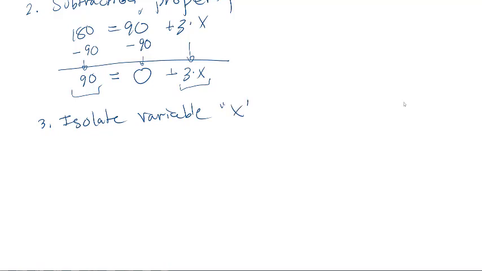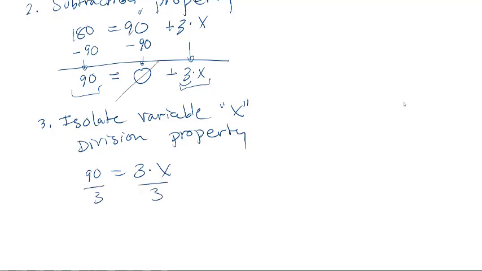In order to do that, we will need now to use the inverse operation to 3 times x. We want to leave on the right-hand side just x. What is the inverse operation? The inverse operation is division, so we will use the division property of equalities. So we have 90 equals 3 times x, right? The 0 cancels. Now let's divide both sides by 3.